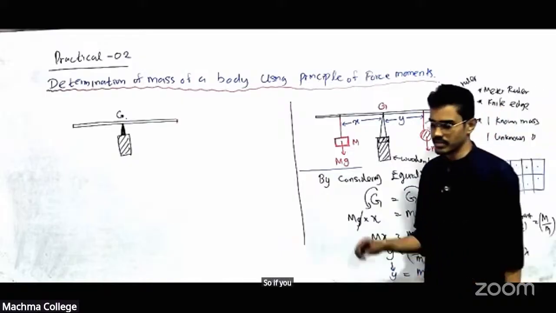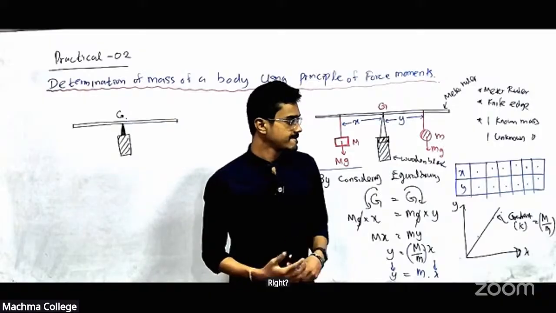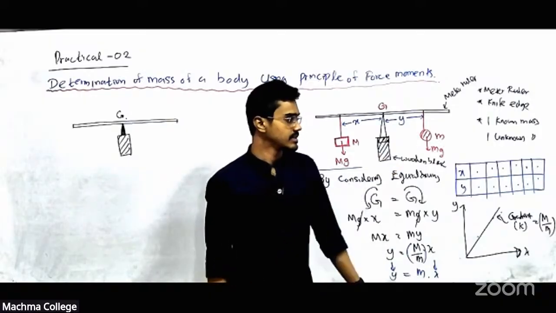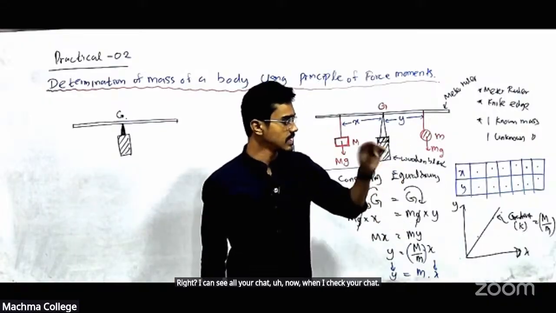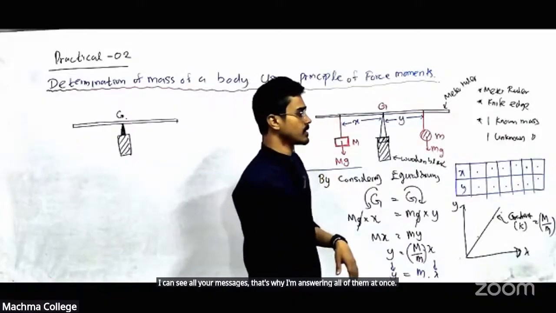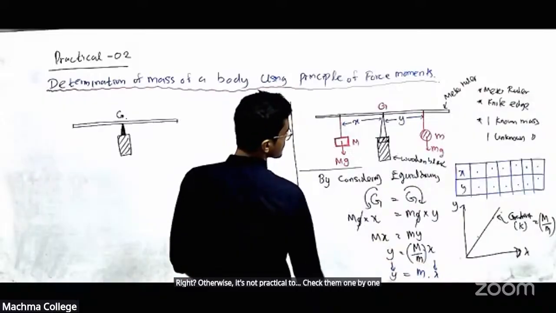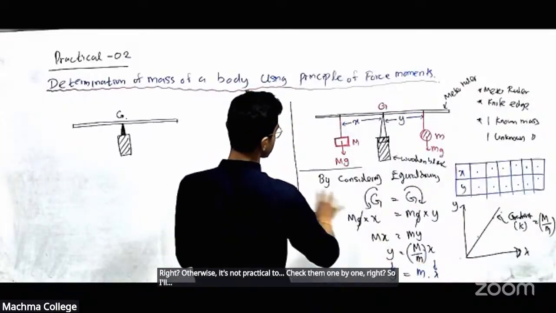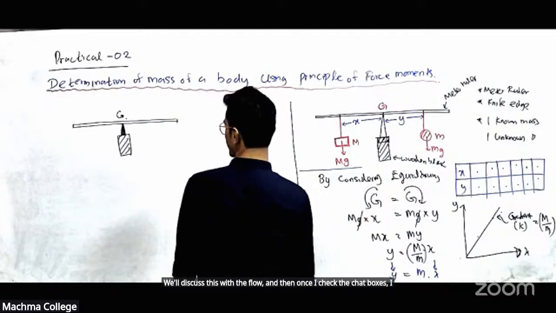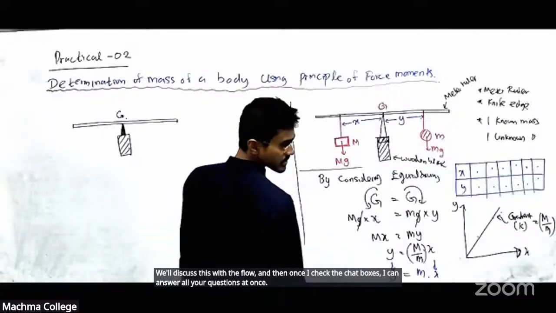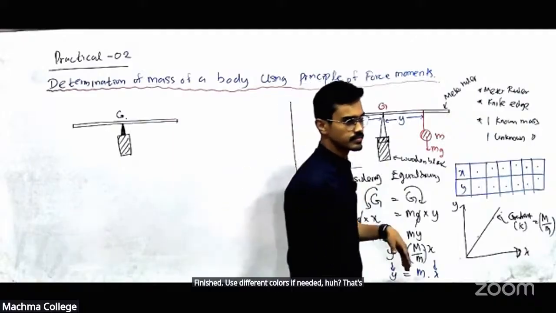So if you have any questions, you can put them to the chat, right? I can see all your chat now. When I check your chat, I can see all your messages. That's why I'm answering all of them at once. Otherwise, it's not practical to check them one by one. So I'll discuss this with the flow, and then once I check the chat boxes, I can answer all your questions at once. Finished. Use different colors if needed. That's up to you.